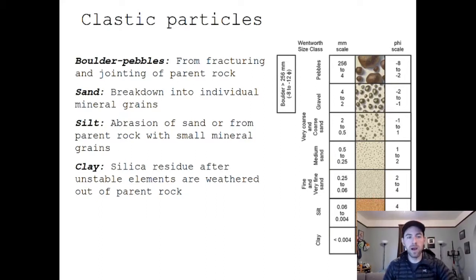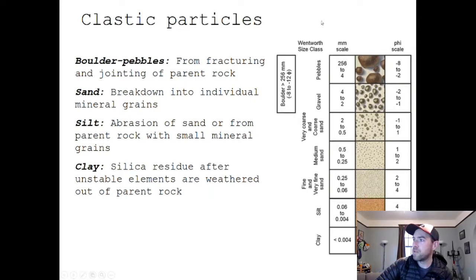Right? And then finally, the clay-sized particles tend to be actual clay minerals on average, and those are formed from the residue after all of the unstable or soluble elements have been weathered and removed, right? So you end up with the kaolinite clays and so on and so forth, or the silica ooze or whatever is left behind typically tends to be smaller grained clay-sized particles, okay?